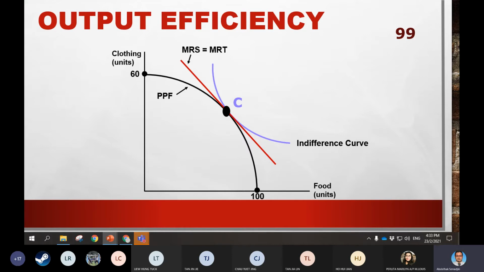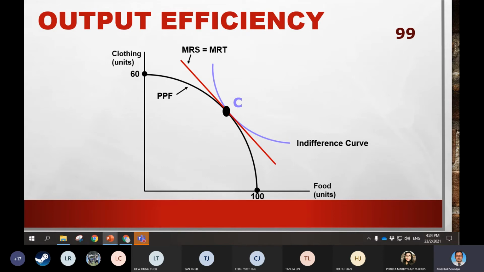So this figure shows an important output efficiency condition graphically. We have one consumer's indifference curve on the production possibility frontier. Point C here is the only point on the production possibility frontier that maximizes the consumer satisfaction, because the MRS is tangent to the indifference curve. Although all points of the production frontier are technically efficient, not all of them, say here or here, involve the most efficient production of goods from the consumer perspective.